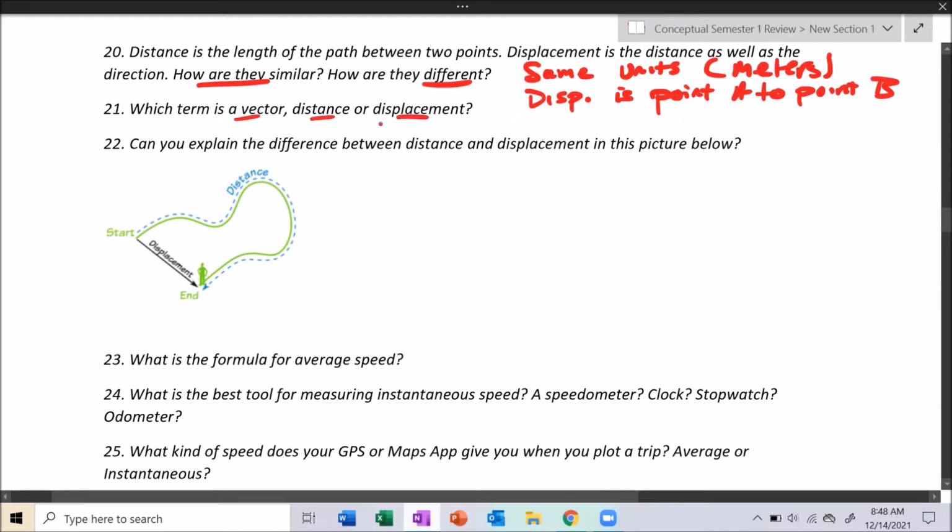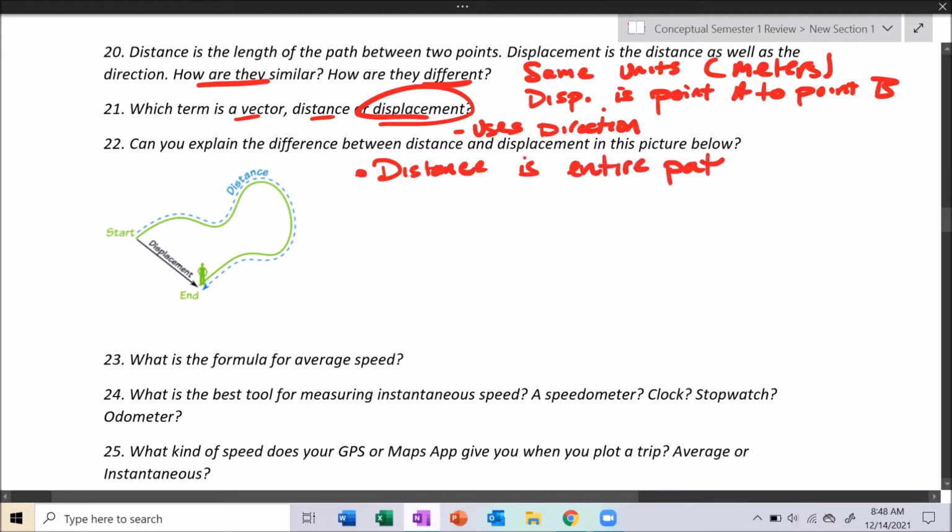They're so different because displacement measures the change in position. Okay, so if you look at vector value, that would be displacement. It deals with direction and position. If you look at 22, the whole distance is the wiggly line of the race, but displacement would be from point A to point B, from literally where you started to where you finished.